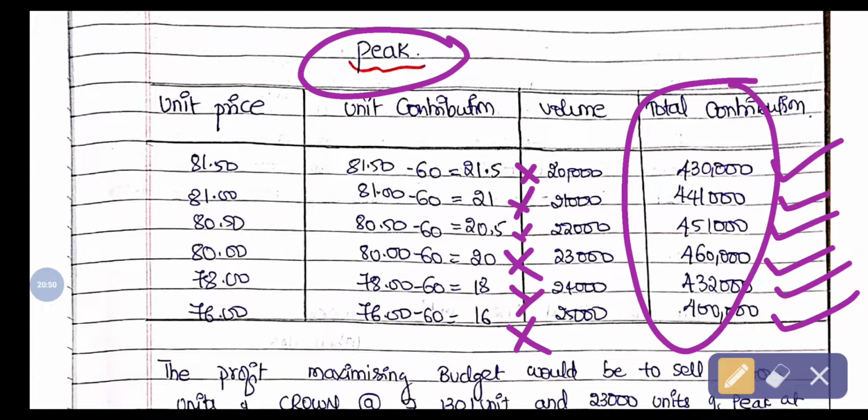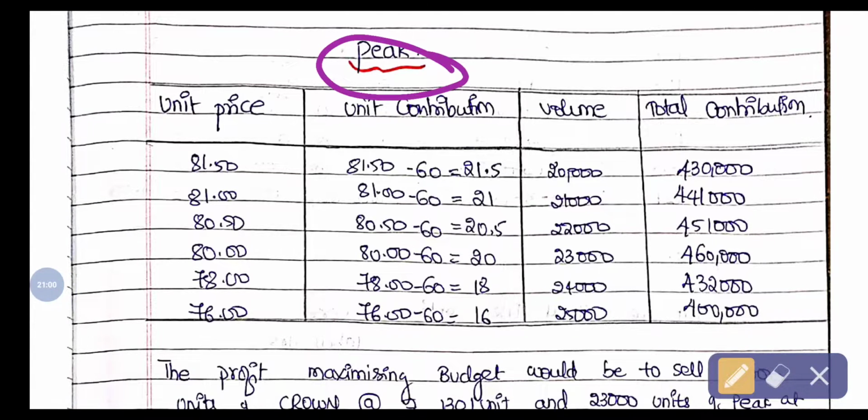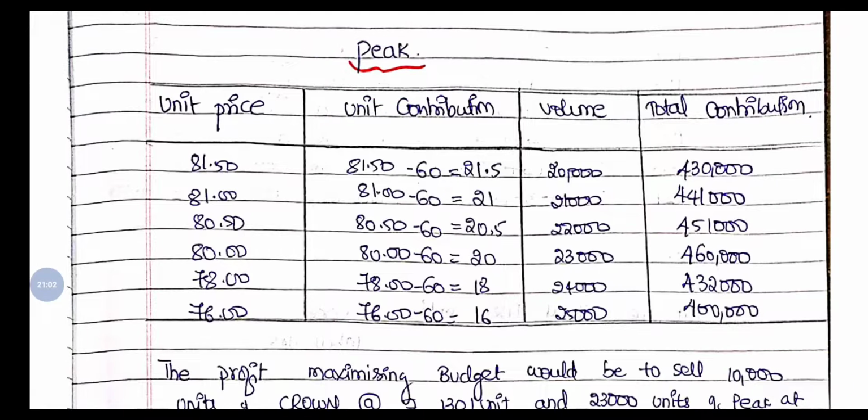Now we have to choose the selling price. We have to choose one selling price from Peak, one contribution from Peak, and one sales demand from Peak.